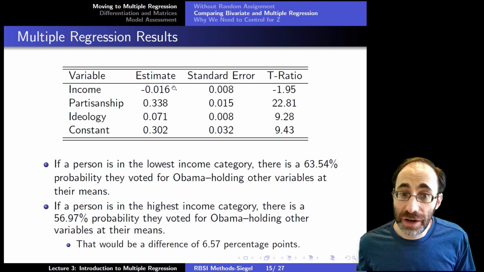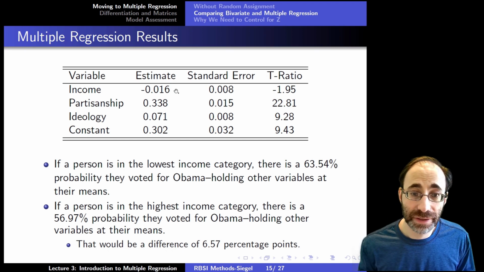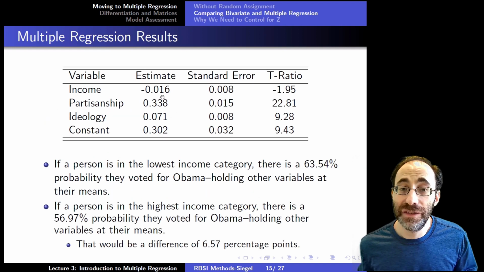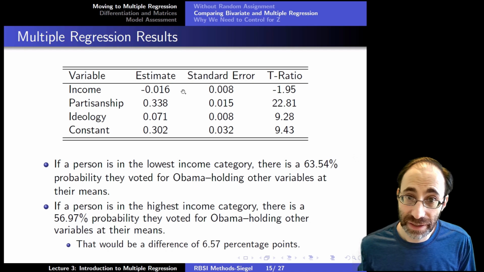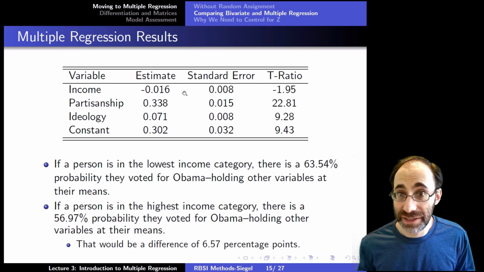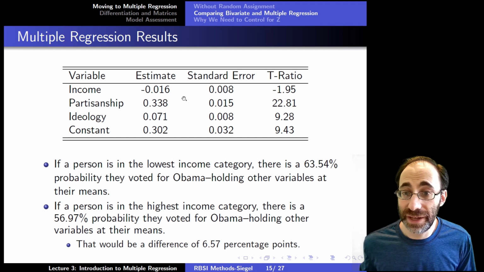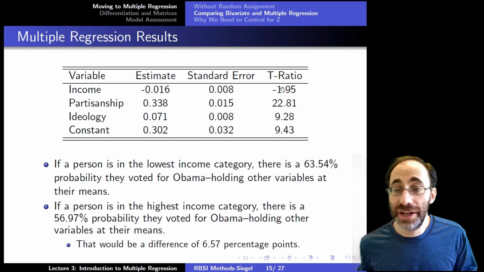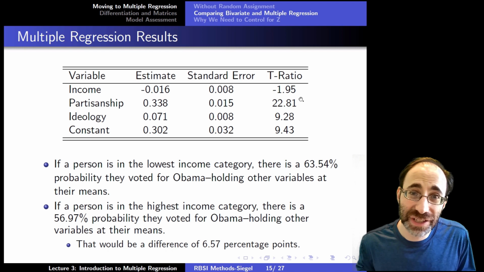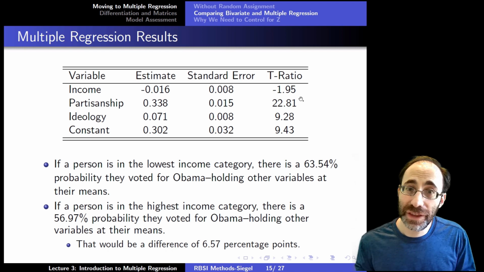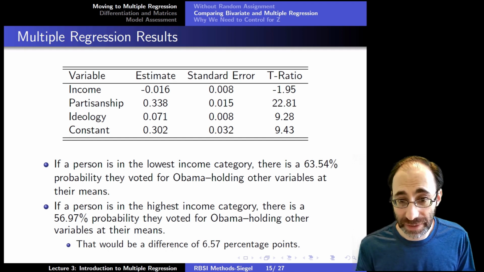Our income variable, though, now, the estimate has dropped. If you recall, it was negative 0.08 before. Now it's negative 0.016. That's a factor of 5 less, right? That's a factor of 5 less. The t-ratio now has also dropped. It's still barely significant, but it's really close. So now the effect of income overall seems to have decreased.